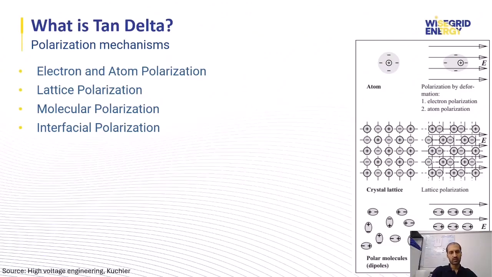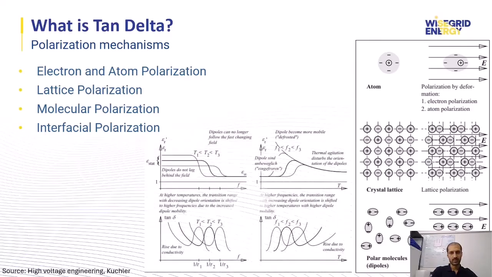Another type is interfacial polarization, which means that the polarization occurs at boundaries between two different insulating materials with distinct structure and properties. These different types of polarization can occur at different frequencies and temperatures.